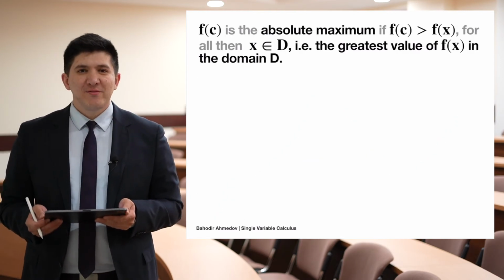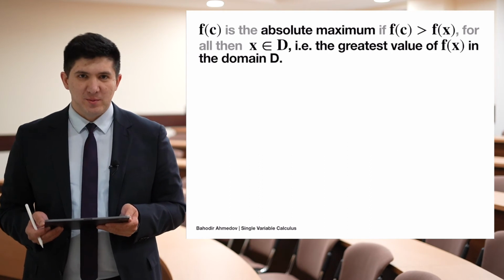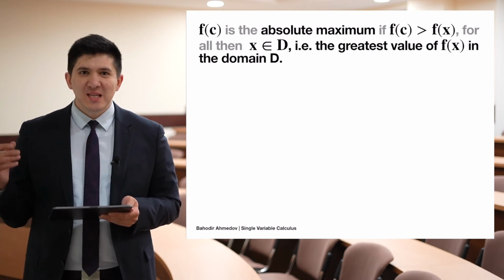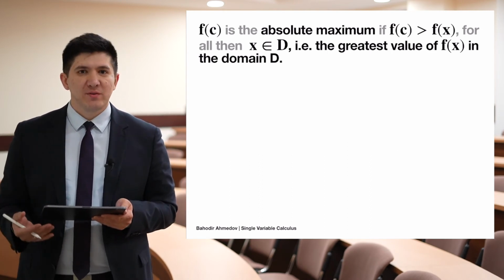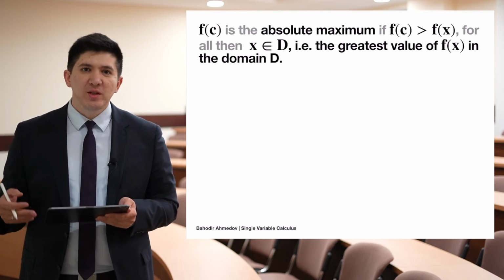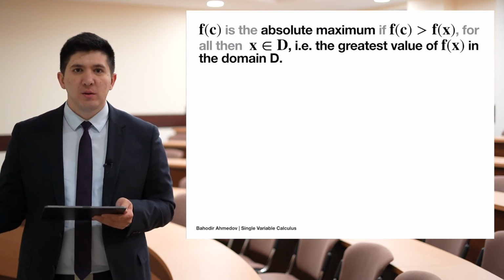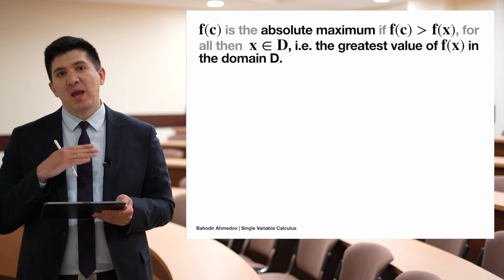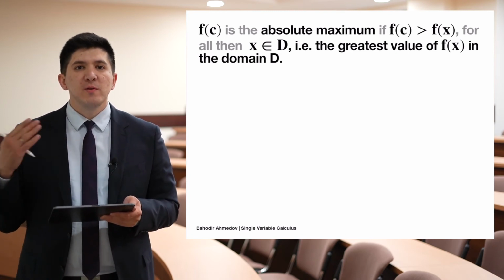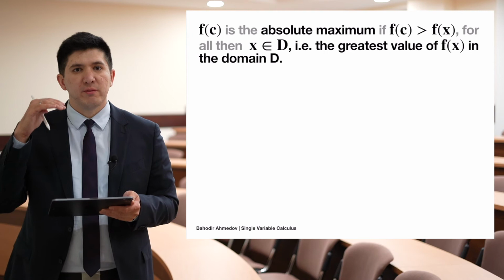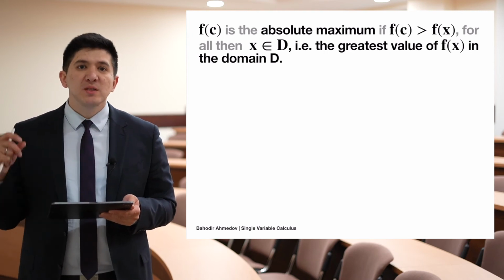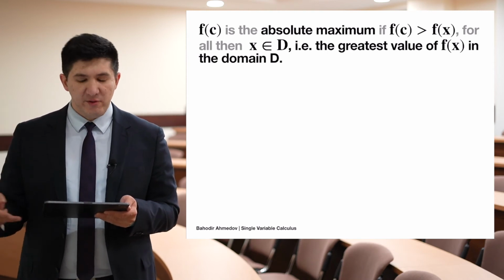So now let us define the so-called absolute maximum. The absolute maximum is the highest or greatest value of the function in a given domain. It is something different from the local maximum. The local maximum can be any point where the function was increasing and then decreasing, any hill kind of, right? But the absolute maximum should be the greatest value of the function.